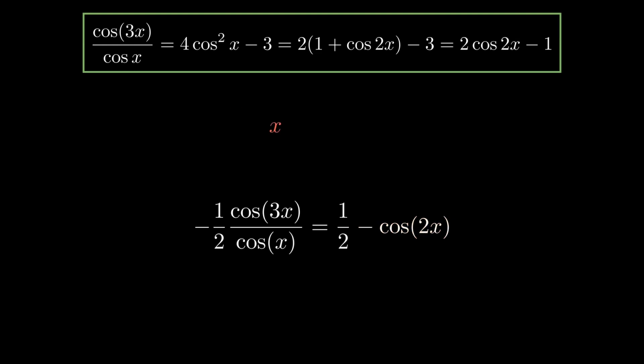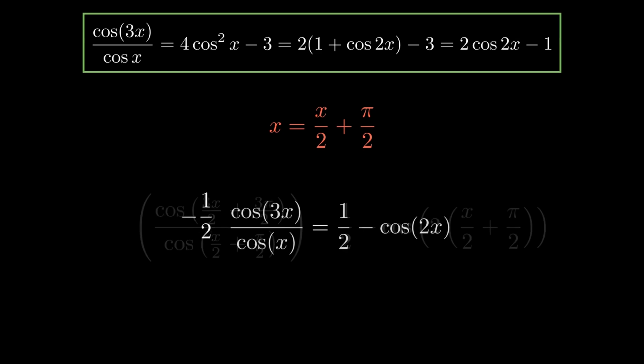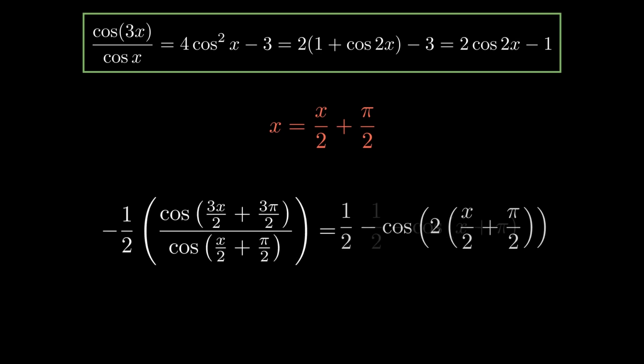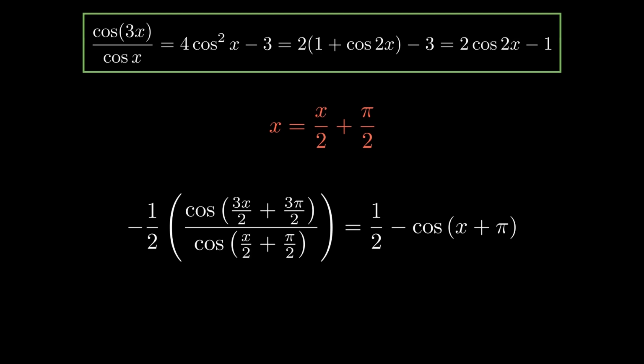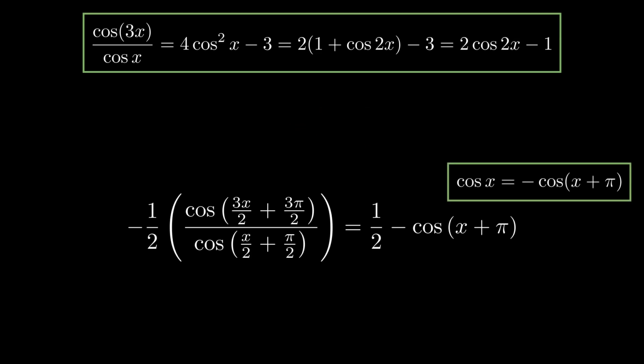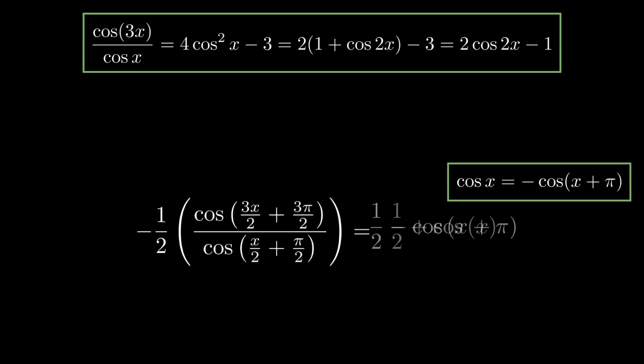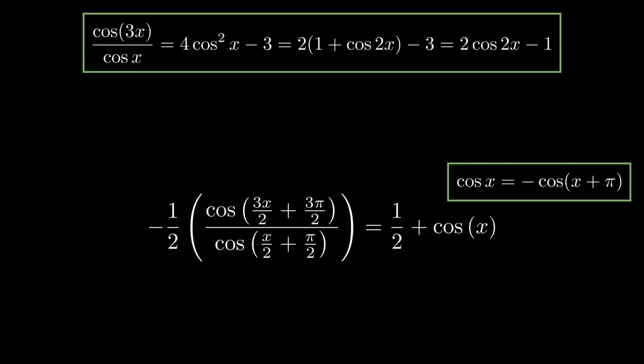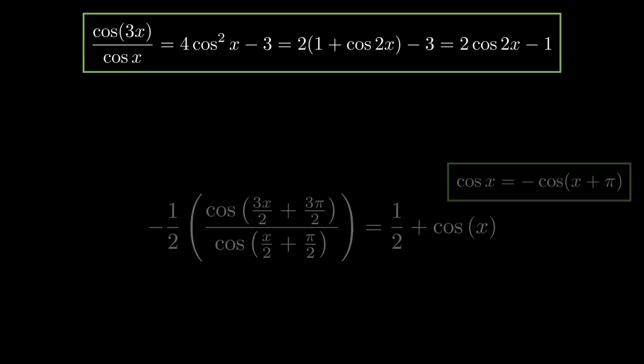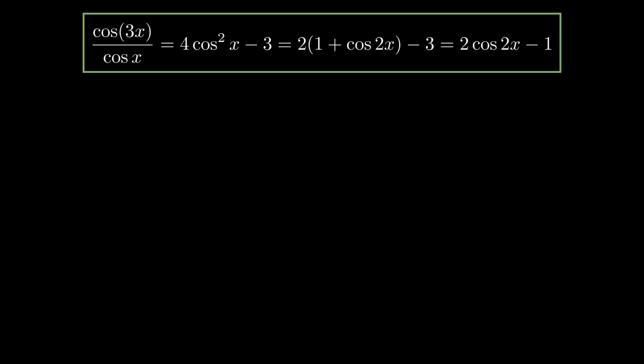So to deal with that, we did this nice substitution x over 2 plus pi over 2. That greatly simplified things, get rid of the 2's, and then we could use this useful trig formula to switch between the sines to a positive cosine x. Very nice. This is exactly what we wanted, and the problem collapsed from there.